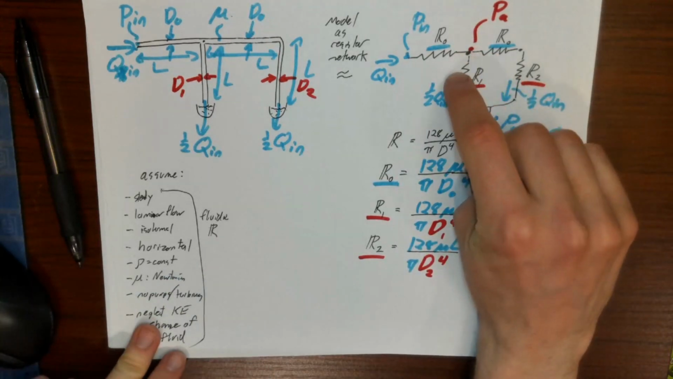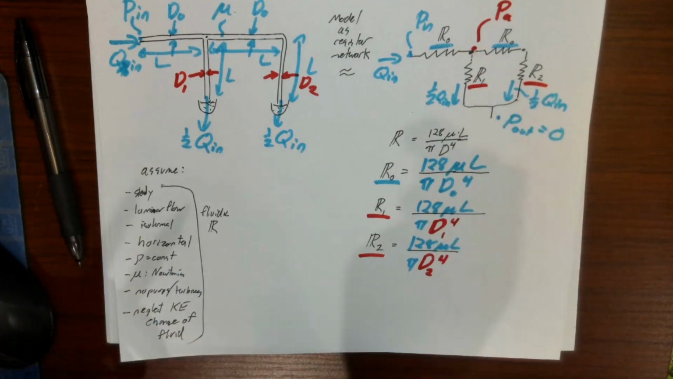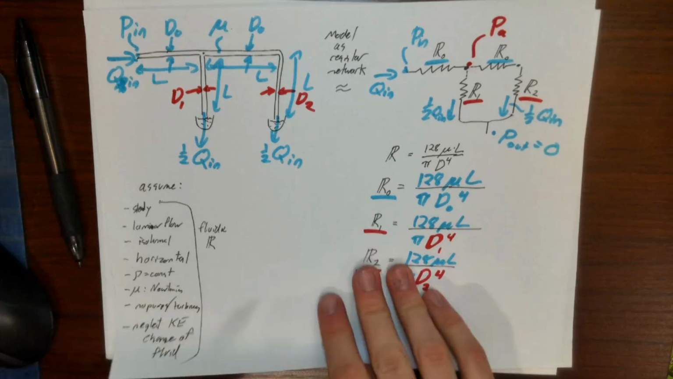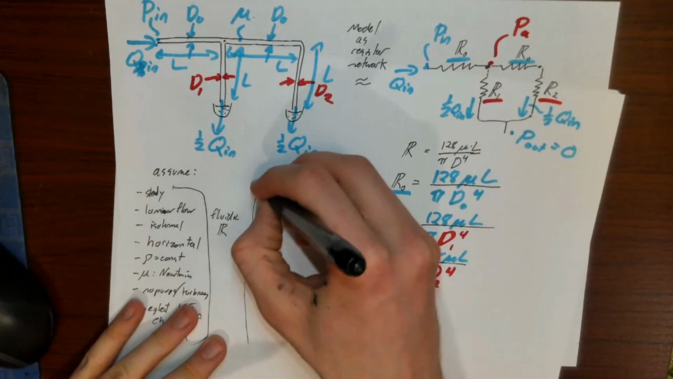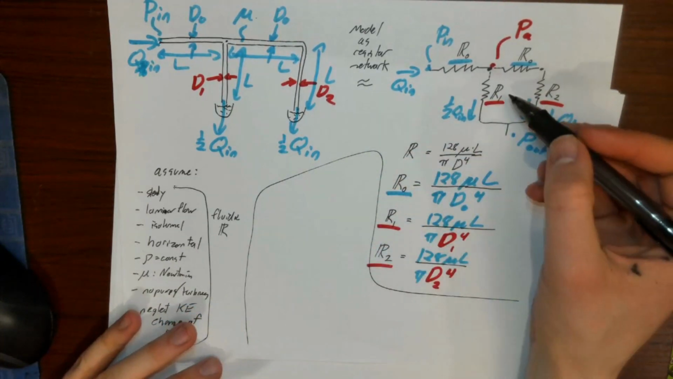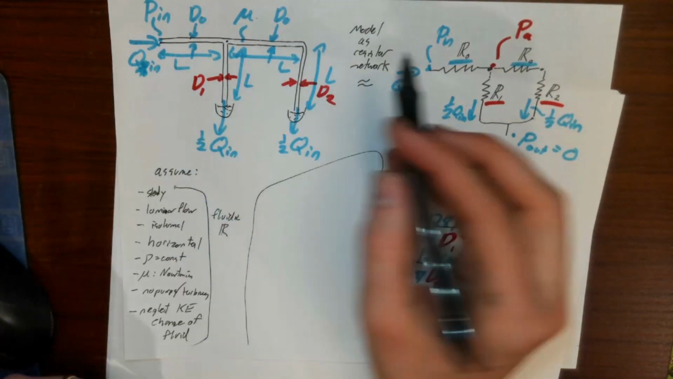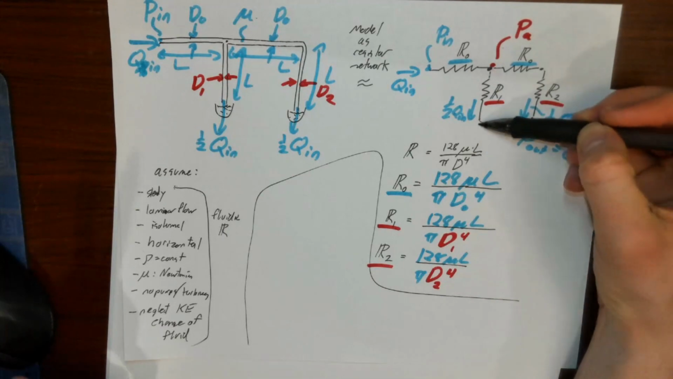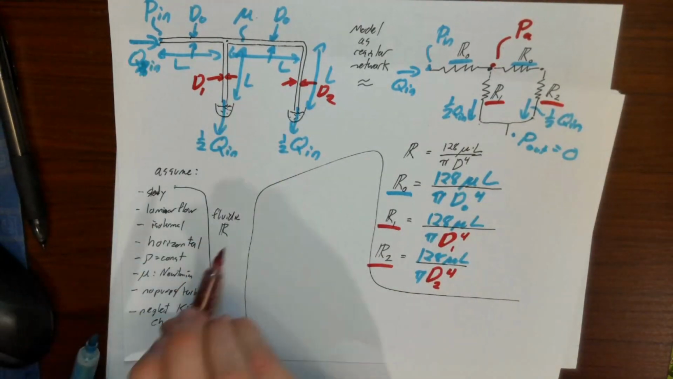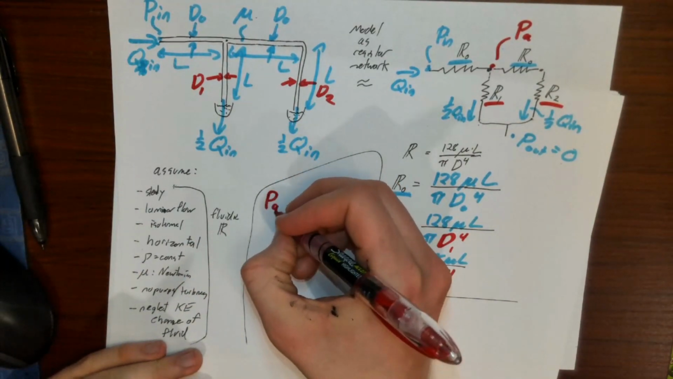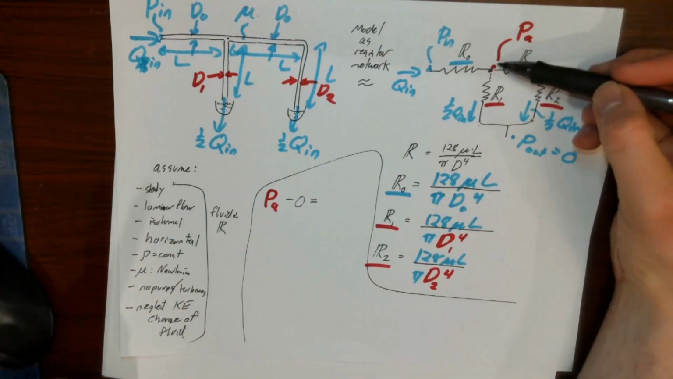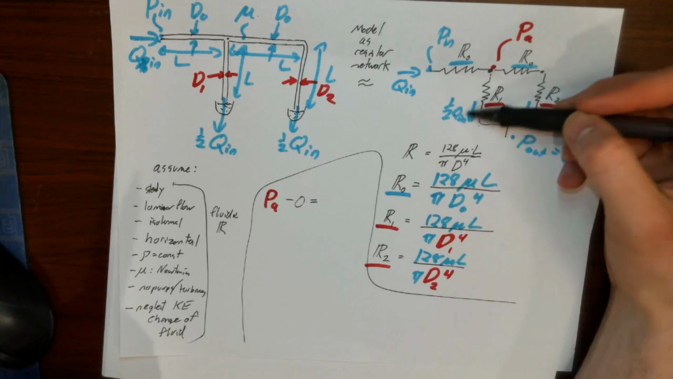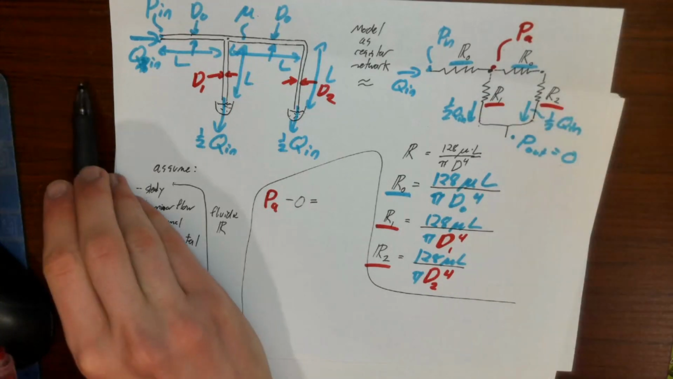So let's apply Ohm's law to this branch right here. So when we do that, we end up with, let's carve ourselves out a little bit of workspace right here. So pressure right here minus pressure right here, which is 0. So we're going to get PA minus 0 must be equal to the volumetric flow rate through this times R1.